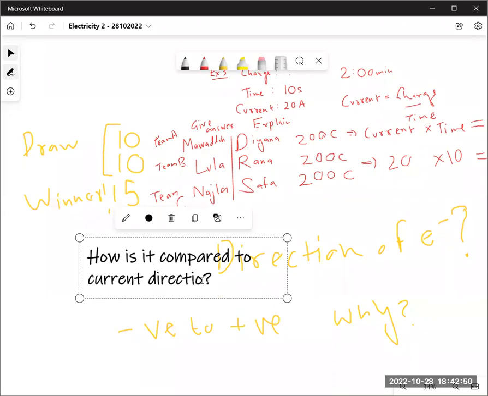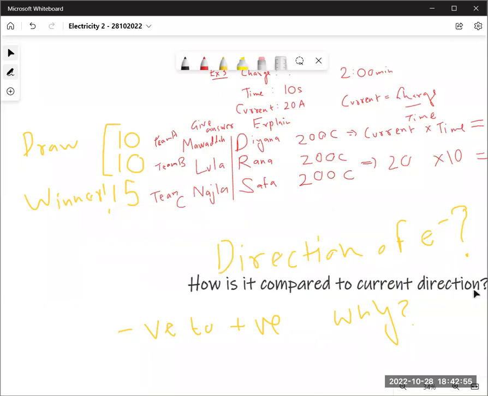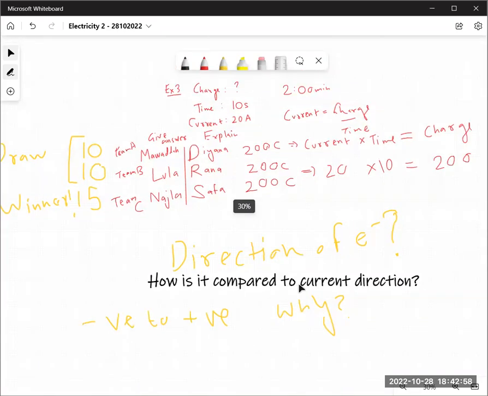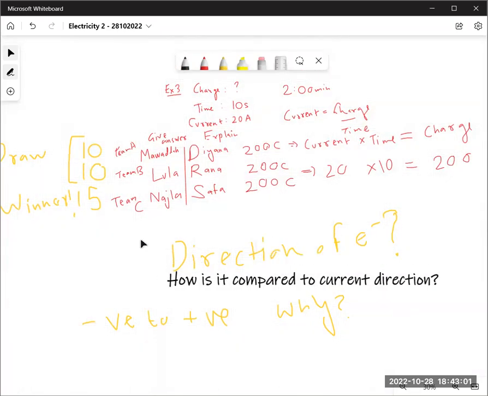Now the other people, Team A, I want you to start counting till 15. Start. Mavadda, Diana, count till 15, quick. 15, 14, 13, 12, 11, 10, 9, 8, 7, 6, 5, 4, the current is opposite to the 3, direction of electrons. 2, 1.